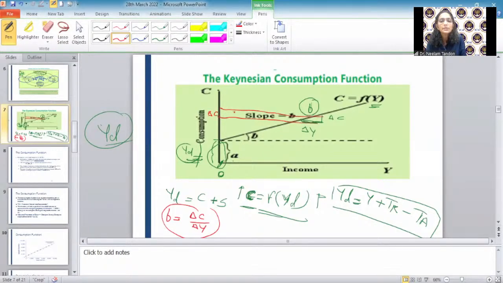This is change in consumption with respect to this. I'm sorry for this, it should go straight. This is delta Y. So this is change in consumption to change in income, which is the slope. And what is this known as? This is known as marginal propensity to consume.